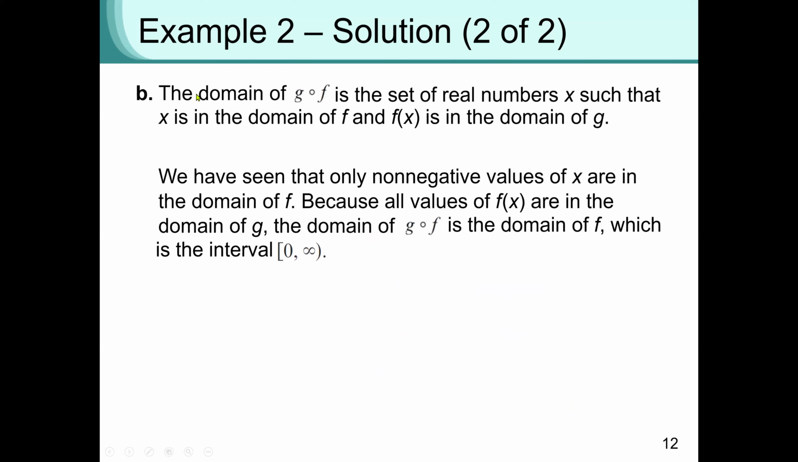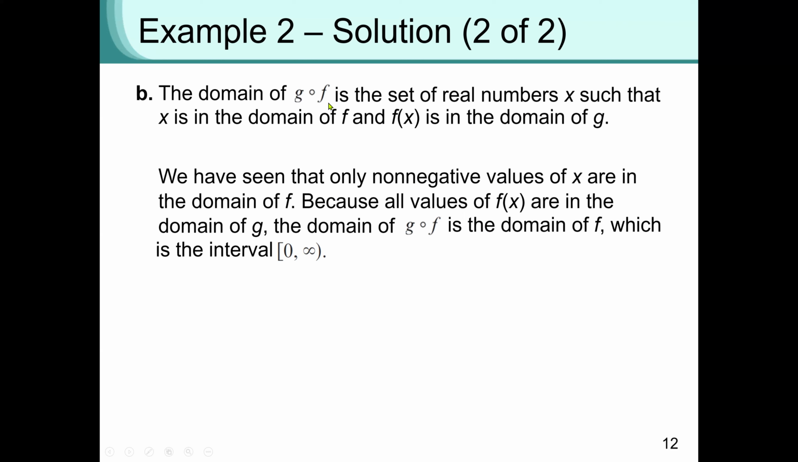The same thing, we are going to apply the rule for G composite F. Our first answer was F composite G. So G composite F will be the set of real numbers x such that x also is in the domain of F and F at x also is in the domain of G. So we have seen that only non-negative values of x are in the domain of F. Because all values of F at x are in the domain of G, the domain of G composite F is the domain of F, which is the interval from 0 to positive infinity.